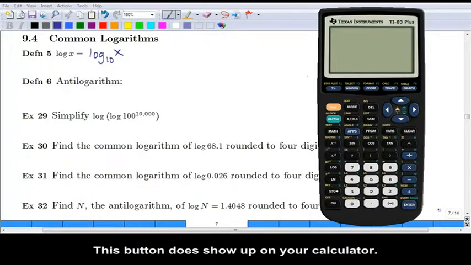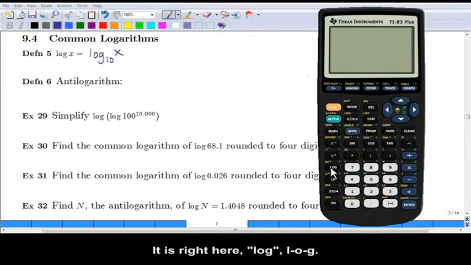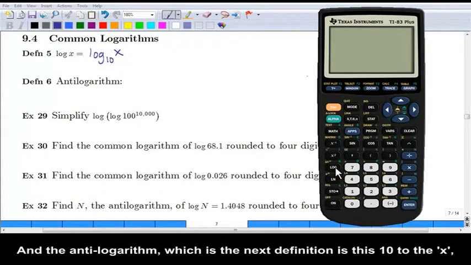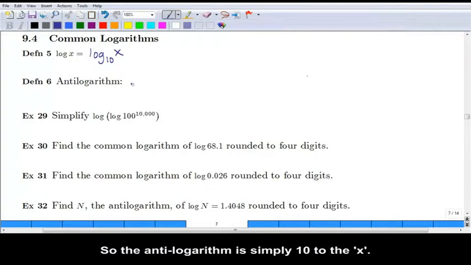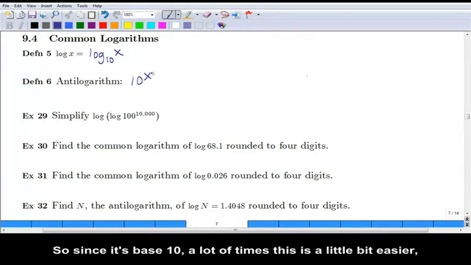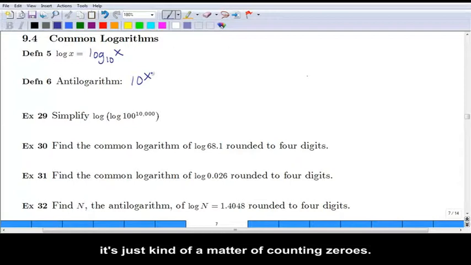This button does show up on your calculator. It is right here, log, L-O-G. And the anti-logarithm, which is the next definition, is this 10 to the x, which is also on your calculator. So the anti-logarithm is simply 10 to the x, and it only applies for the common logarithm. So since it's base 10, a lot of times this is a little bit easier. It's just kind of a matter of counting zeros.